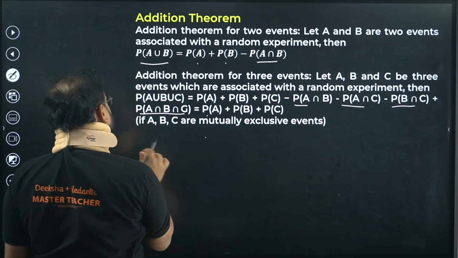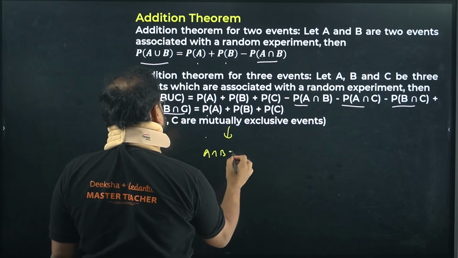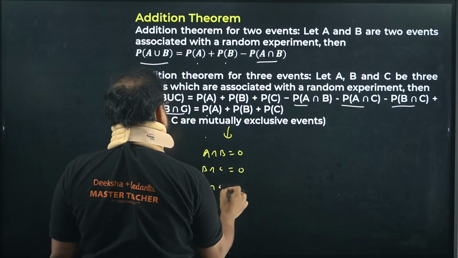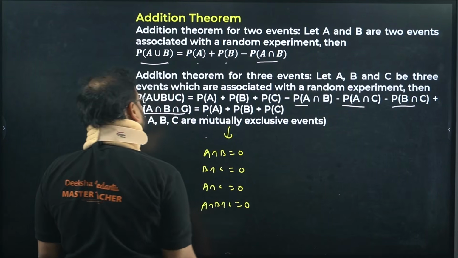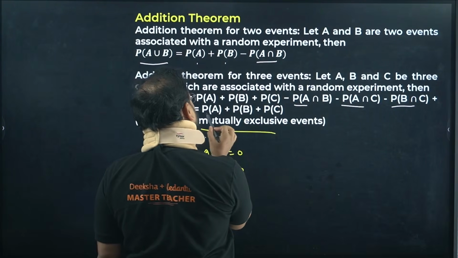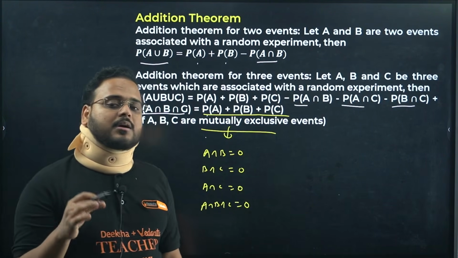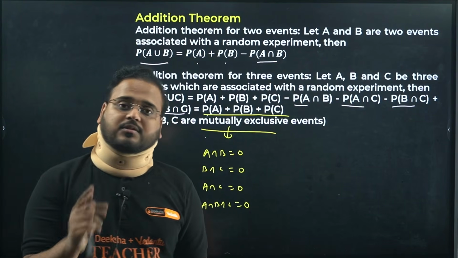Because if they are mutually exclusive, A intersection B is what? 0. B intersection C is what? 0. A intersection C is what? 0. And A intersection B intersection C is also 0. So if it is mutually exclusive, the answer is simply P(A), P(B) and P(C). Otherwise, it's going to be what? Of course, A plus B plus C, you're going to remove the intersections and add the intersection of all the 3, which is common.